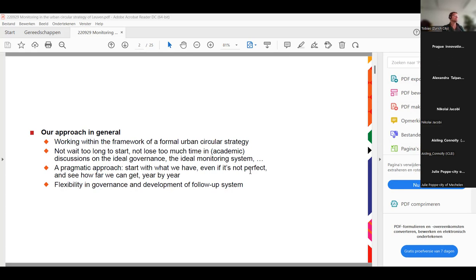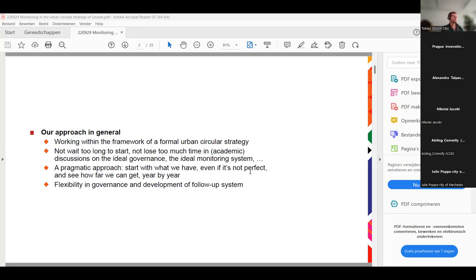Our general philosophy is do not waste too much time in important and very useful academic and theoretical discussions on the ideal governance, the ideal monitoring system. What we did with the strategy and with the follow-up system is let's just start with what we have, even if it's not perfect. Let's see how far we can get year by year.